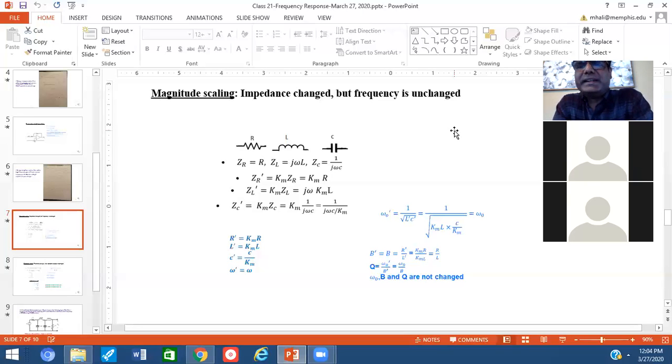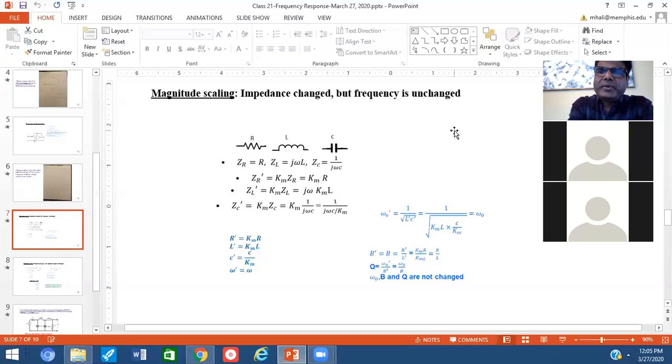So you see on the right side, I have made three calculations: omega naught prime, B prime, and Q. See the first calculation on the right side, omega naught prime. Omega naught, you know, the resonant frequency, is 1 over root of L prime C prime. Substituting the values from the left side, for L prime I put K_M into L, for C prime I put C over K_M. Then K_M, K_M got cancelled. Ultimately, you are getting 1 over root of LC, which is the usual definition of omega naught. That's why I have written equal to omega naught. This means resonant frequency will not change in case of the impedance or magnitude scaling. So the conclusion is omega naught prime equal to omega.